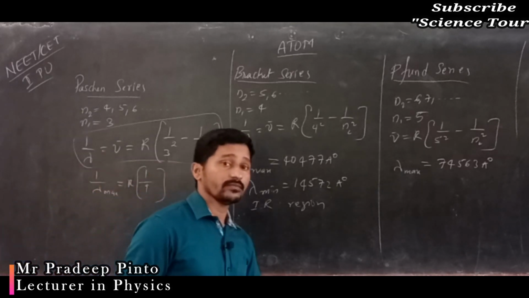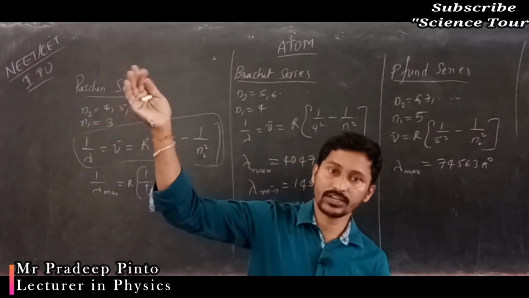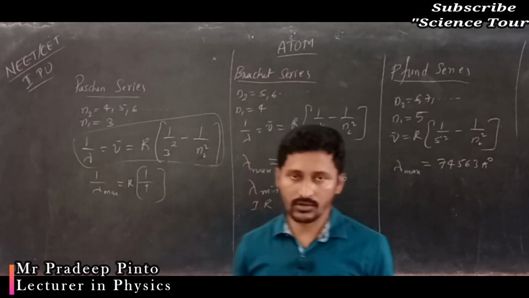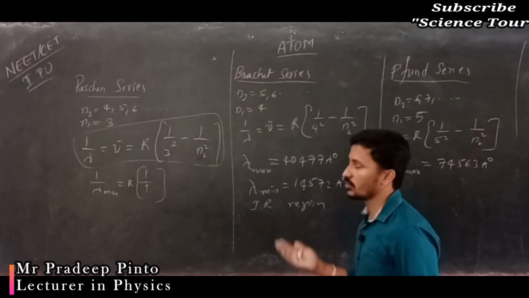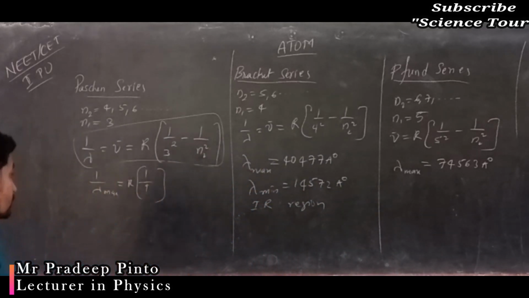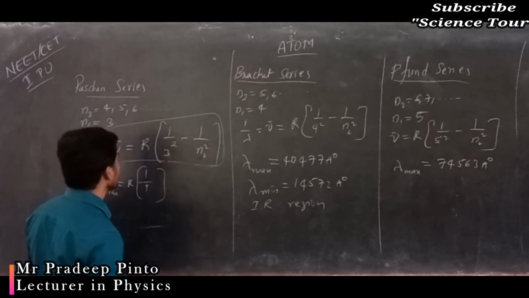So lambda minimum means the frequency will be more. From the infinite order, jumping to the ground level means the frequency is more. The immediate level means it goes up in that way. So you have to keep that in mind. Also lambda maximum was written here, go through it. This is one thing.